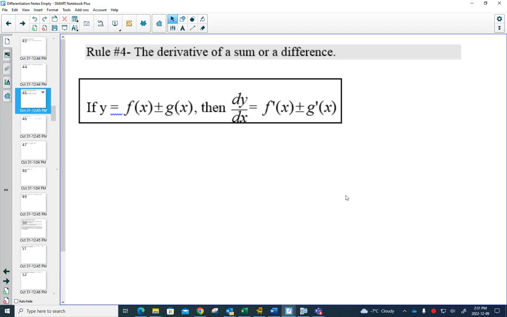We kind of saw this rule already. It's not a crazy rule. It's just if you are adding or subtracting more than one function, you can take the derivative and use the derivative rule separately on each one. So if I have a function f of x and a function g of x, then my derivative would be the derivative of f of x and the derivative of g of x.